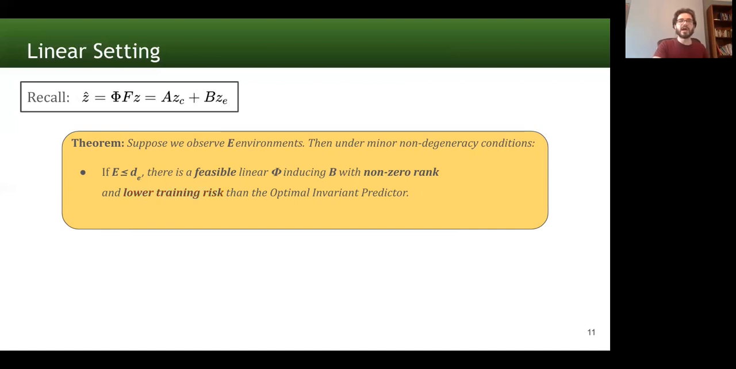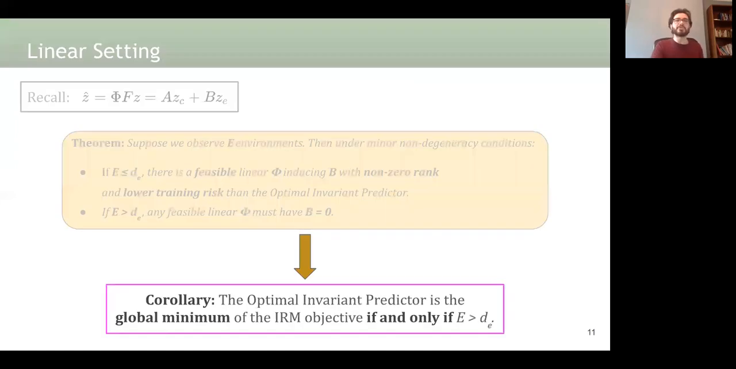On the other hand, we can also show that if the number of environments is greater than the latent environmental dimensionality, then any phi that satisfies the invariance constraint must have B equals 0. And as a result, it only uses the invariant features. And in particular, the optimal invariant predictor, as we mentioned, uses as much of the invariant features as possible. So as an immediate corollary, the optimal invariant predictor, which is the ground truth that we're seeking, is the global minimum of the IRM objective if and only if the number of environments we have observed is greater than the number of latent environment dimensions.